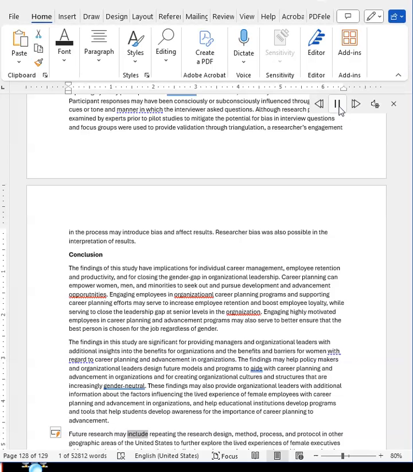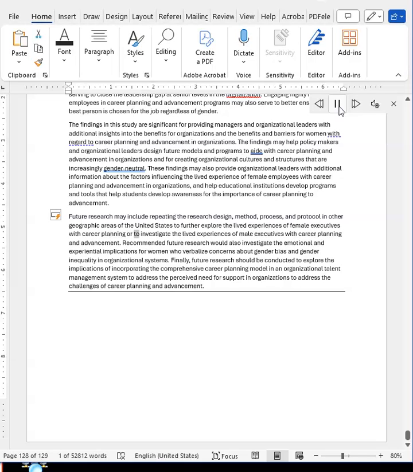Future research may include repeating the research design, method, process, and protocol in other geographic areas of the United States to further explore the lived experiences of female executives with career planning, or to investigate the lived experiences of male executives with career planning and advancement. Recommended future research would also investigate the emotional and experiential implications for women who verbalize concerns about gender bias and gender inequality in organizational systems.